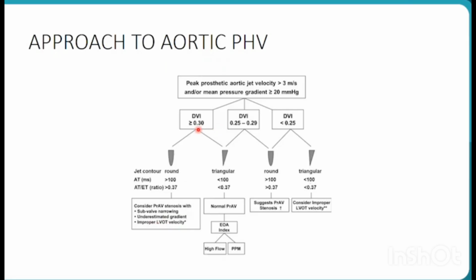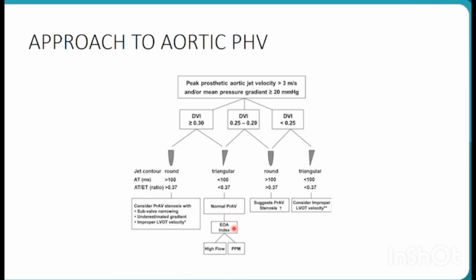If the DVI is more than 0.3 and the shape is triangular, that is, acceleration time and AT by ET are less than the limits, then there is no problem with the valve itself, the implanted prosthetic valve.